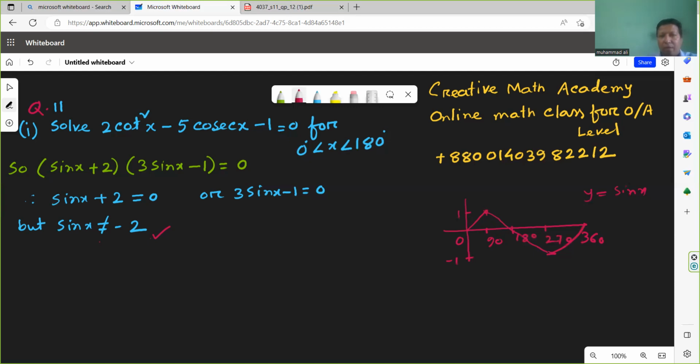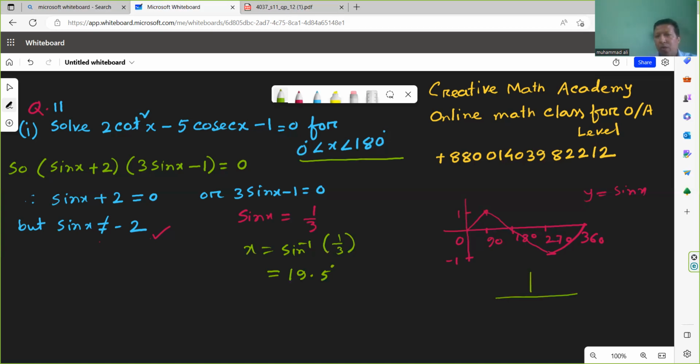The second part. So sine x equals 1 by 3. So x equals sine inverse 1 by 3. So it will be 19.5 degrees. So what is our interval limit? The limit is x greater than 0 degrees and less than 180 degrees.